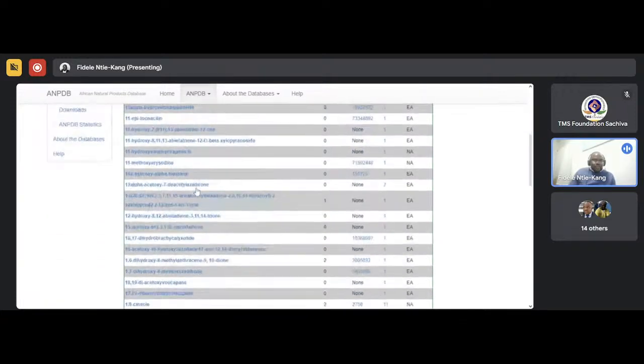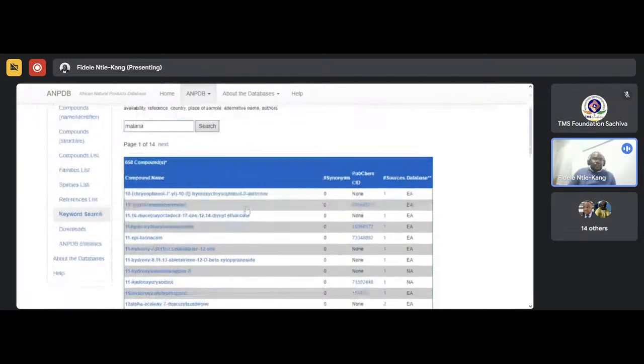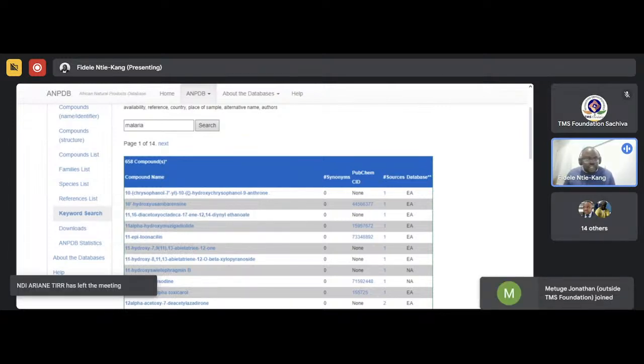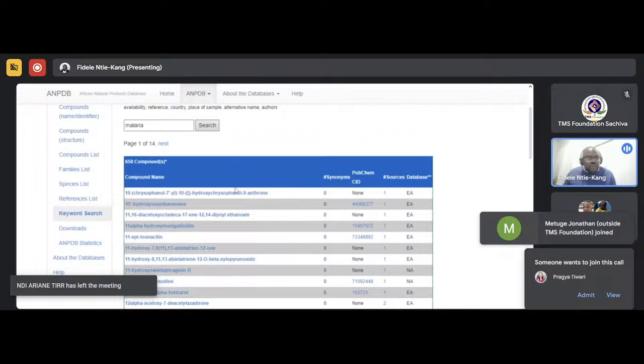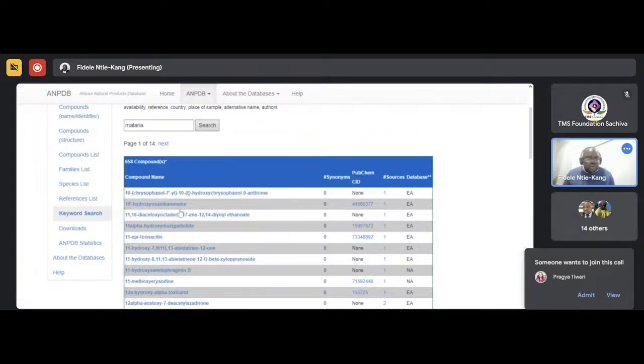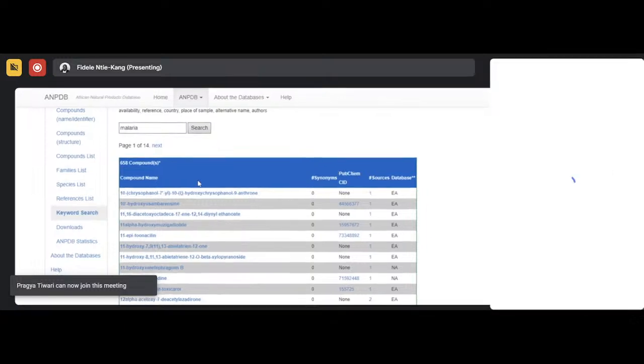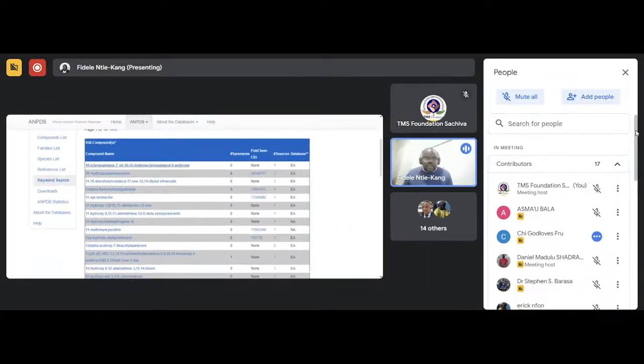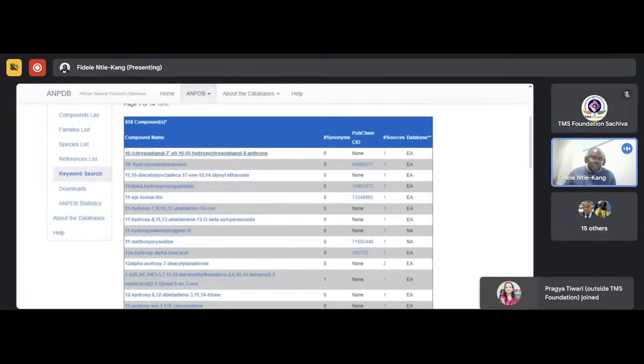And they have 14 pages of information on compounds that either have anti-malaria properties or are for the trajectory of... right now on a hands-on database. I will talk briefly about it, the ANPDB. All these compounds you find here either have some proven antibiotic properties, or the plant has a traditional use. That's why you find so many.